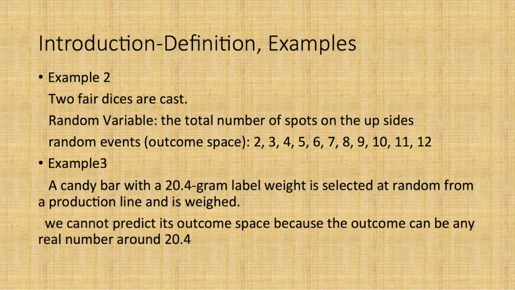And in the next example, a candy bar with a 20.4 gram label weight is selected at random from a production line and is weighed. We can also find a random variable, which is the weight of one candy bar. We cannot tell all the possible values of X, but it is still a random variable.